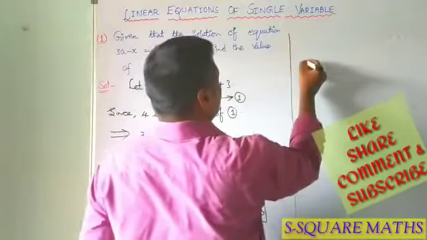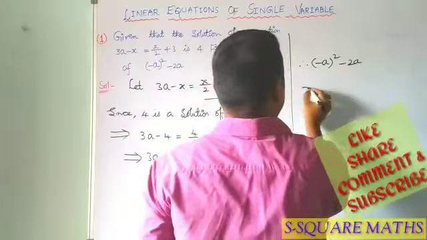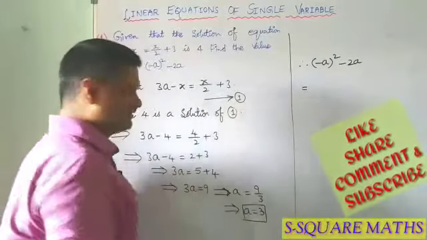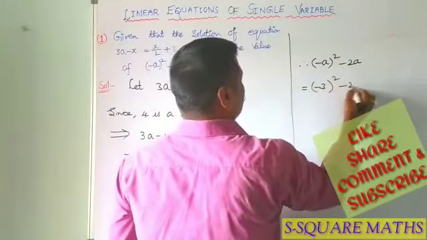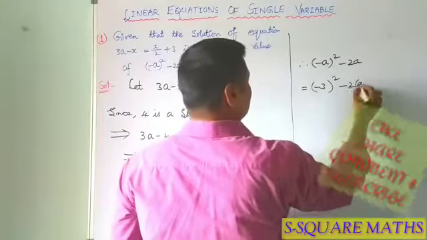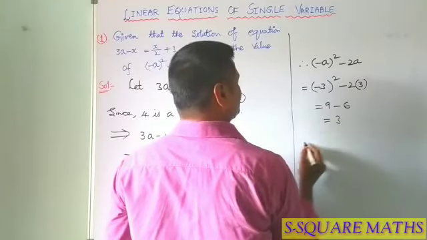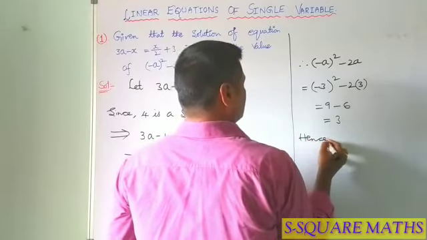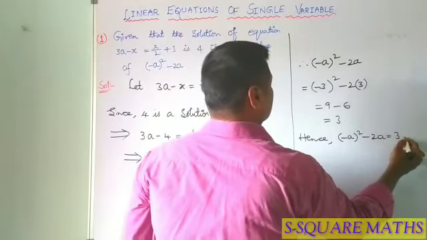Next step, therefore, we have to determine the value of (minus a) whole square minus 2a. So a is nothing but 3. So (minus 3) whole square minus 2 into 3 gives you 9 minus 6 is equal to 3. Hence (minus a) whole square minus 2a is equal to 3.